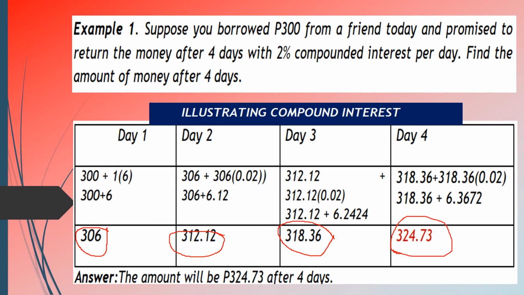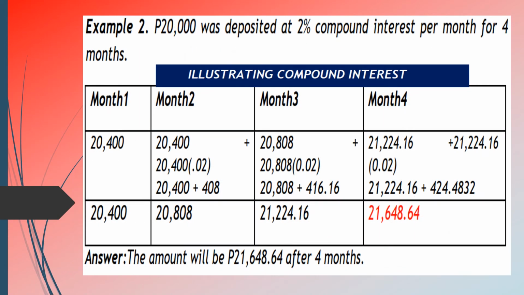Let us have example 2. 20,000 pesos was deposited at 2% compound interest per month for 4 months. In illustrating compound interest, starting from month 1 to month 4, 400 pesos is the computed interest plus the 20,000 pesos of the principal amount, and it has a total of 20,400 pesos.